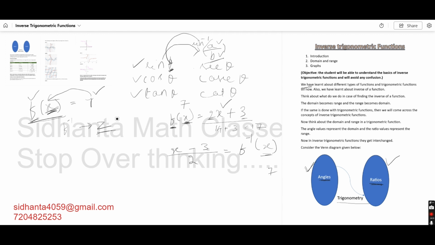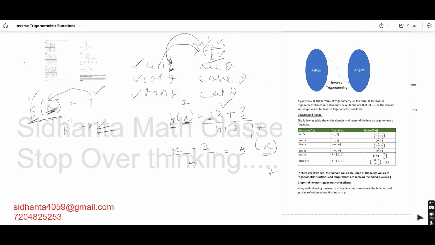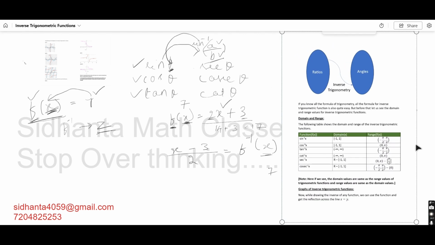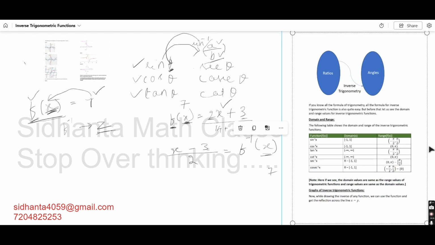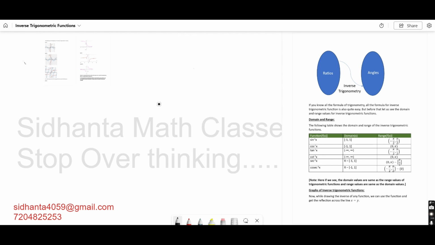Now let's understand the domain and range for inverse functions. Okay, so what we'll be doing, let's just erase this entire thing. So now let's understand what exactly happens in case of inverse trigonometric functions, and what the domains and ranges are and how they are decided.